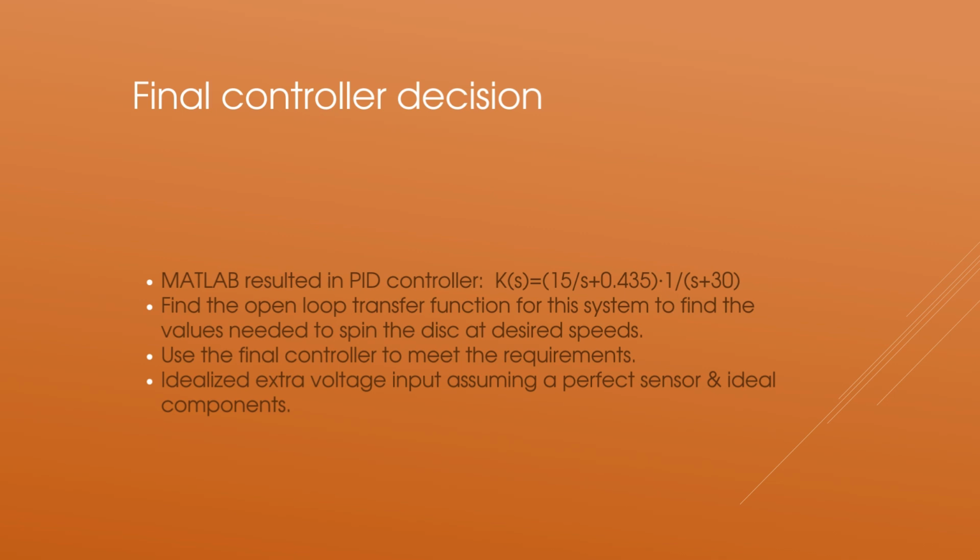Using resources such as MATLAB to meet specifications, we landed on the PID controller as given. We also included an extra filter to filter out extra noise. We arrived at this controller by first finding the open loop transfer function needed for this system, then using this transfer function, finding values needed to spin the disk at a certain speed, then using the final controller to meet the requirements. To mimic the effects of disturbances such as wind, an idealized extra voltage input was used instead of true disturbances. We also assumed a perfect sensor and ideal components.